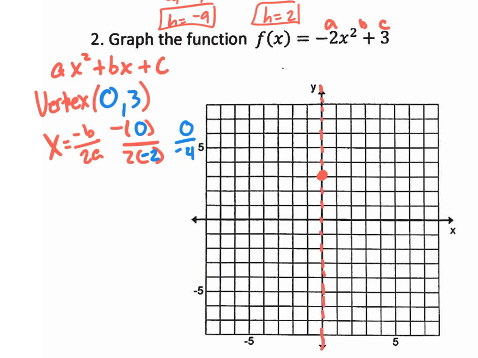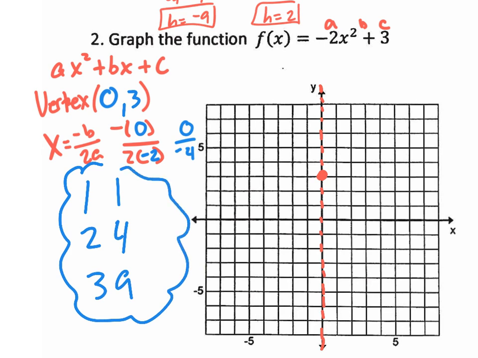And then after that, of course, you need some coordinates. So you could go to an XY table, or to be quicker, you could use a pattern 1, 1, 2, 4, 3, 9. But remember, this pattern right here is only when your a value is equal to 1. And right here, we obviously have our a value equaling negative 2. So the negative, who cares? That just tells us that it opens down. But we do want to modify the outputs.